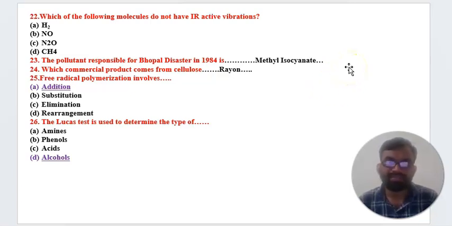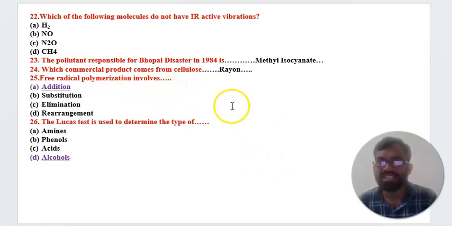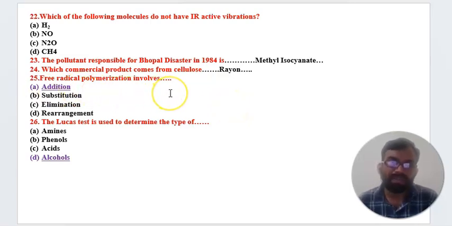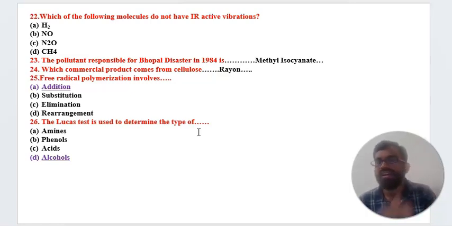Okay. And next, which commercial product comes from cellulose? The cellulose commercial product is rayon. And the 25th bit: free radical polymerization is involved in addition polymerization, which is the right answer. So here the Lucas test is used for determination of types of tests: amines, phenol, acids, and alcohol. So the Lucas test is used for the confirmation of alcohol. Okay.